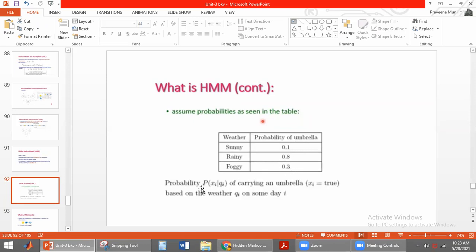Now we see that this is the probability of xi given qi. What is the probability of carrying an umbrella based on the weather? This is a conditional probability. This table gives us the conditional probability of carrying an umbrella based on the weather. Xi gives the umbrella carrying, and Qi is the weather.